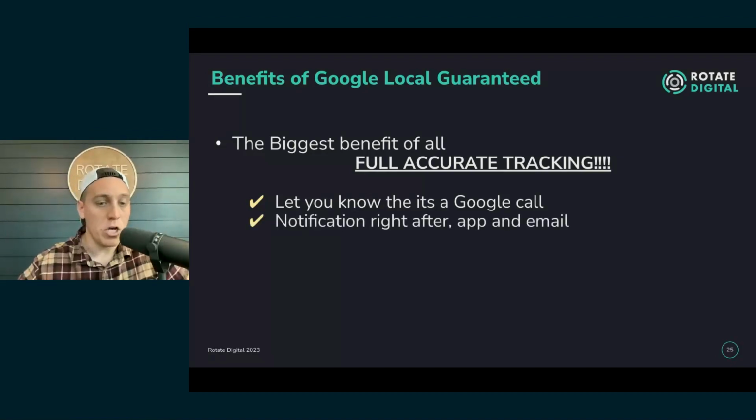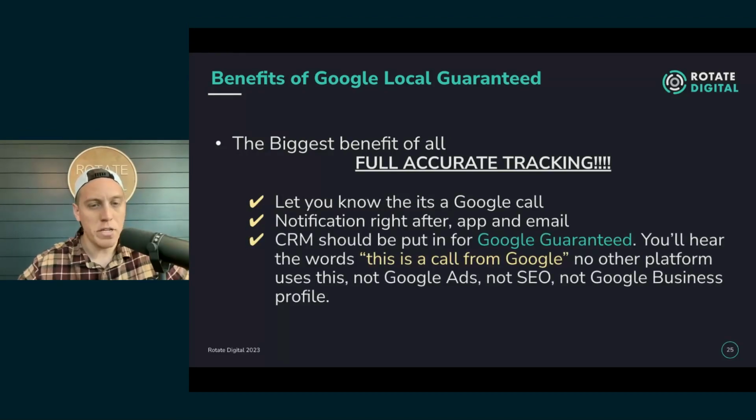All right. You get a notification right after that call in your app and on your email that it was a call from Google Guaranteed. And ultimately, you should put this in your CRM as Google Guaranteed or Google LSA. I personally like Google Guaranteed. You'll hear the words, "This is a call from Google," or something around that. No other platform, not Google Ads, not SEO, not Google Business Profile does that. So if you hear that, it came from your Google Local Service Ads.